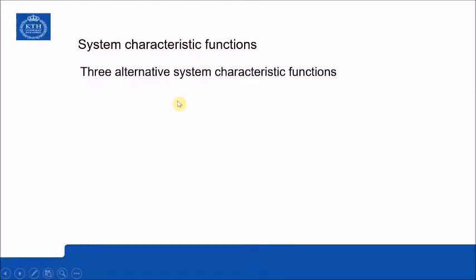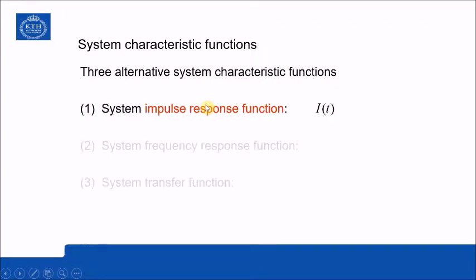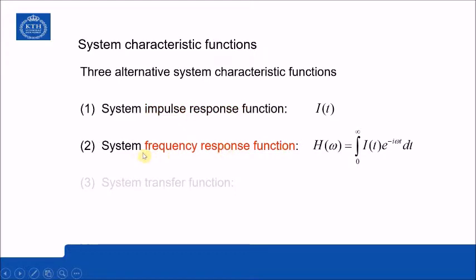We have three frequently used system characteristic functions. First of all, we have the system impulse response function, which is basically the response of the system when it's impacted with a short pulse, mathematically speaking, a Dirac delta function. Then we have the system frequency response function, H of omega, where omega is the angular frequency, and that is defined as the Fourier transform of the impulse response function.